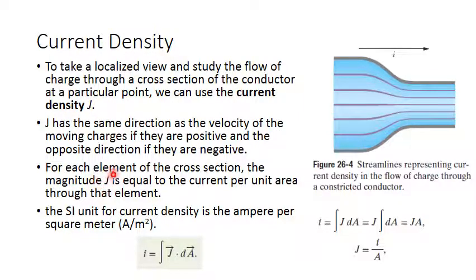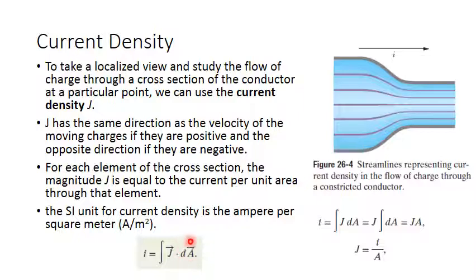Now, for each element of the cross section, the magnitude J of the surface current density is equal to the current per unit area through the element. So J is current per area. So it is expected that its units would be ampere per meter squared. So the SI unit for current density is ampere per square meter.